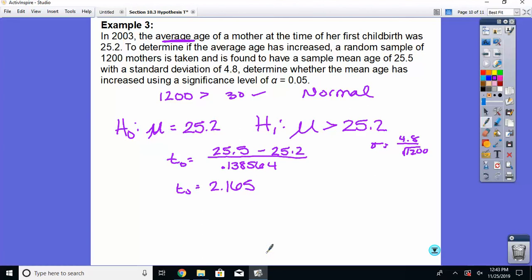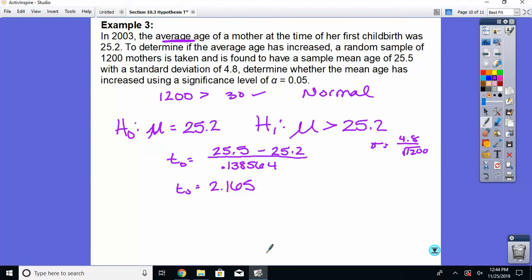If I wanted you to use the table, how many degrees of freedom would we have? How do you find degrees of freedom? Right, it's n minus 1, so it'd be 1,199. Does our table even go that? No. So the table is definitely not going to be very accurate here. Let's do it on the calculator.